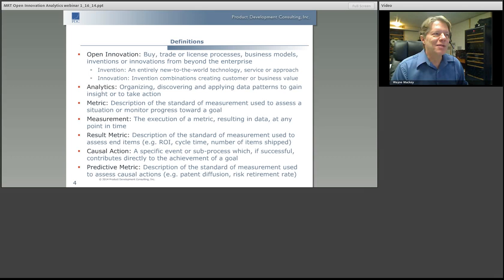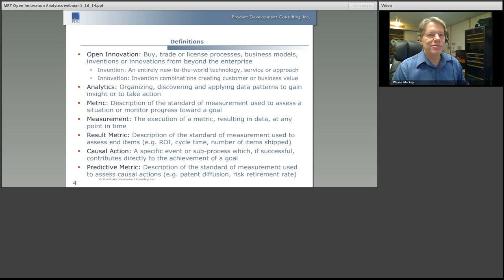What's a metric? A metric is the description of a standard of measure that's used to assess any situation or monitor progress. A measurement is the execution of a metric. For instance, if I were to say the metric in my office right here would be the temperature of the room in degrees Fahrenheit, the measurement would be 71. Now, that same measurement later on might be 69 or 75 or some other number, but the metric stays the same. The measurement is what's different.